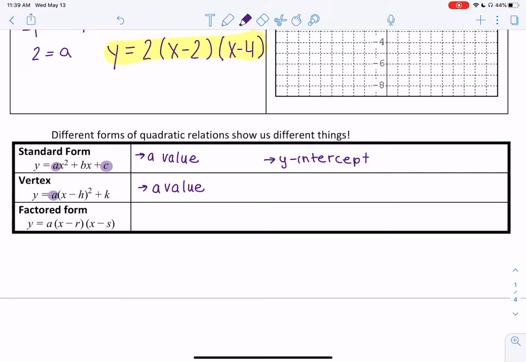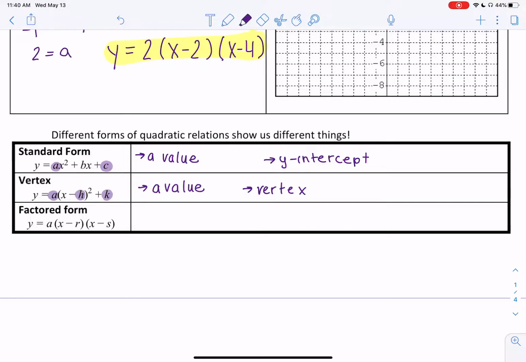Next, I have this h and k here. And those two show me my vertex. So if I want to know what the maximum or minimum is, knowing my vertex is very important, so vertex form would probably be your go-to.